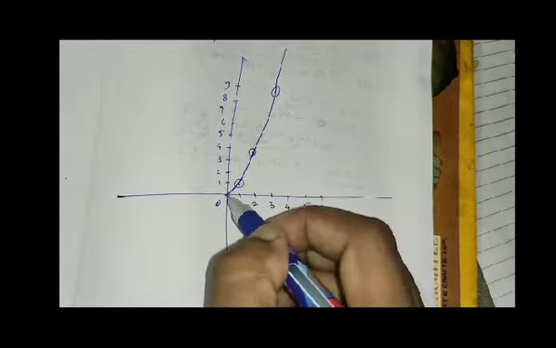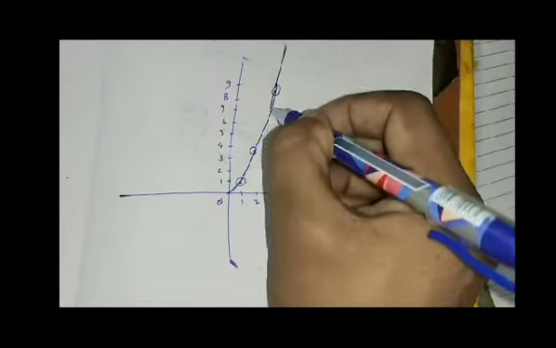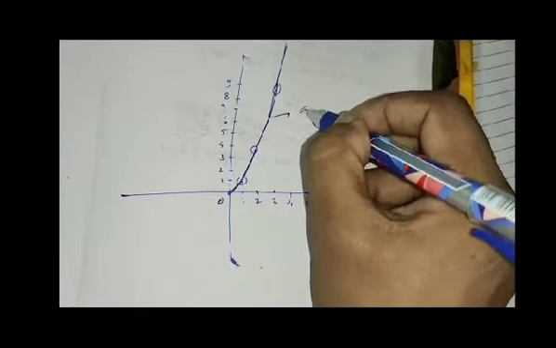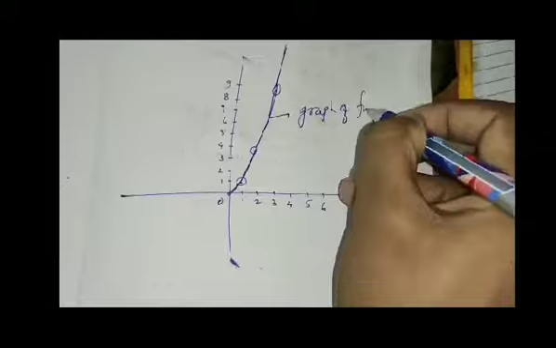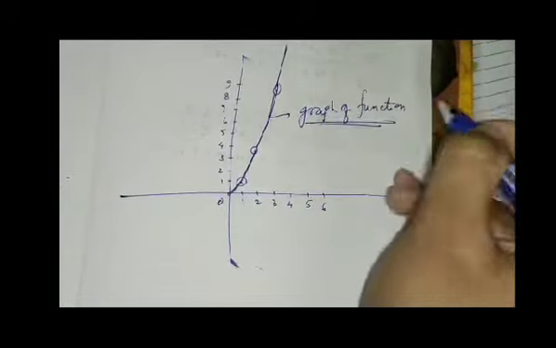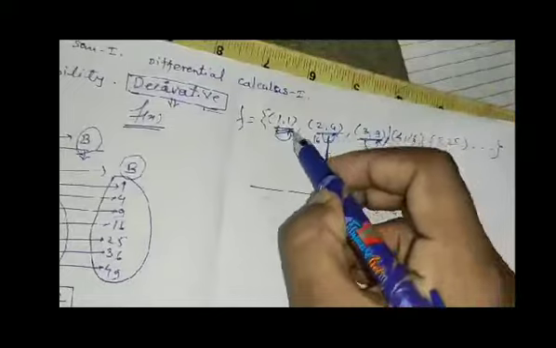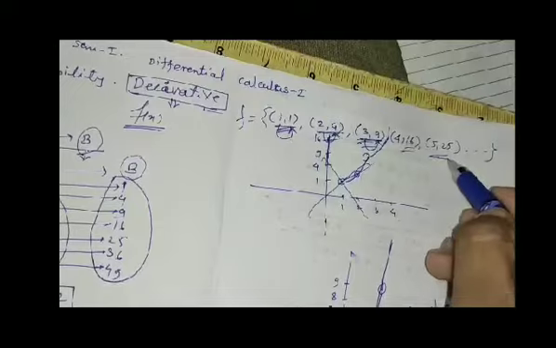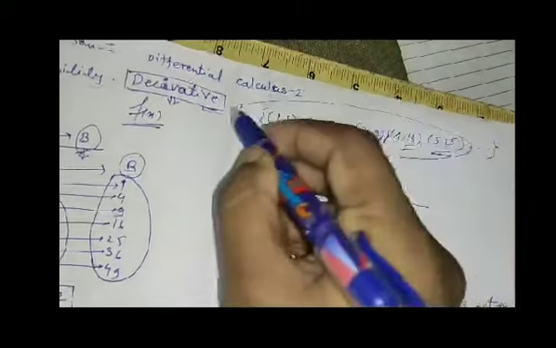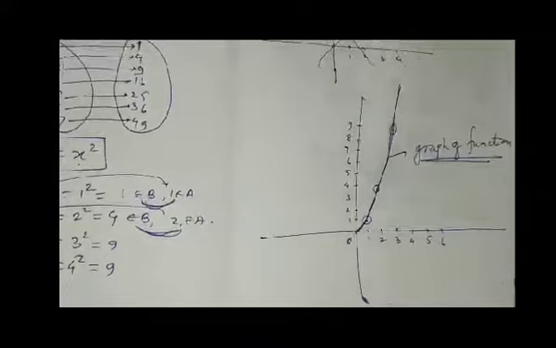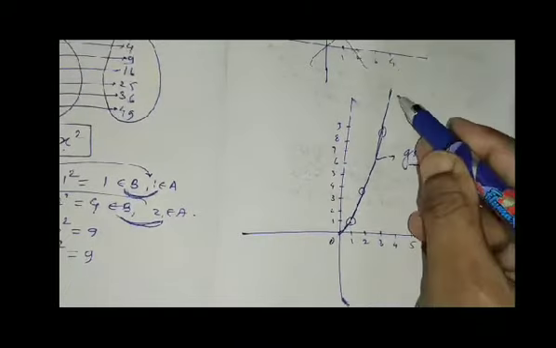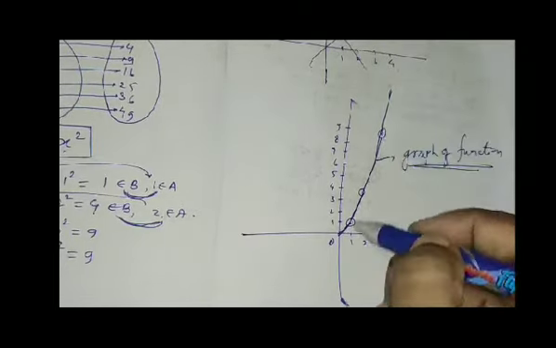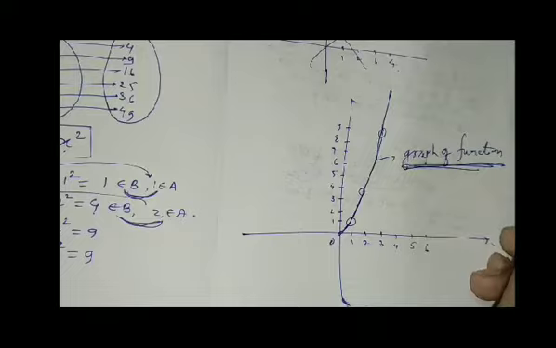And 0 square is 0, so we get a graph like this. Is it right? So this graph is the graph of the function. If we plot all these points, 1, 1, 2, 4, 3, 9, 4, 16, 5, 25, if we plot all these ordered pairs of the function on the coordinate system, then we get a graph. And this is the graph of the function.